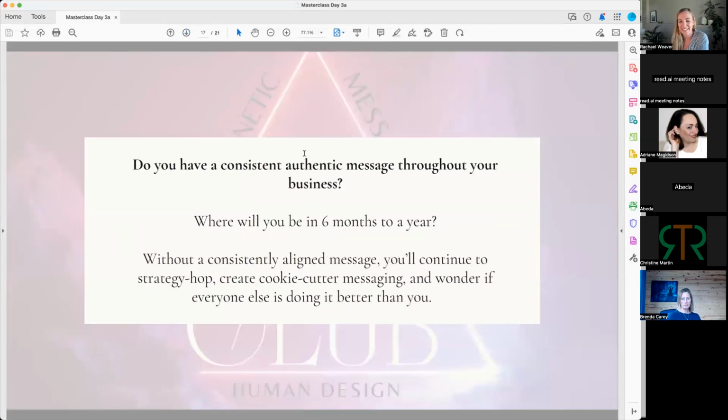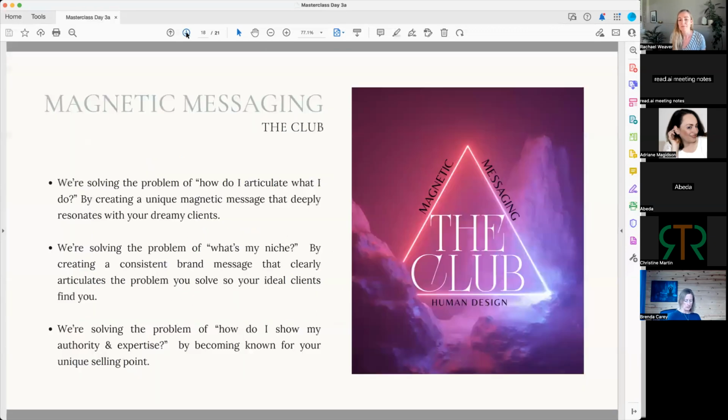And really I want to ask the question of, do you feel like your messaging is consistent throughout your business? Is this something that you feel is important to you? Again, filter it through your own intuition, your own authority. I do believe that if it's not consistent, that's when we strategy hop. That's when we're creating cookie cutter messaging, and we're wondering why other people do this better and feeling like we can't do it when we can. It's 100% possible.